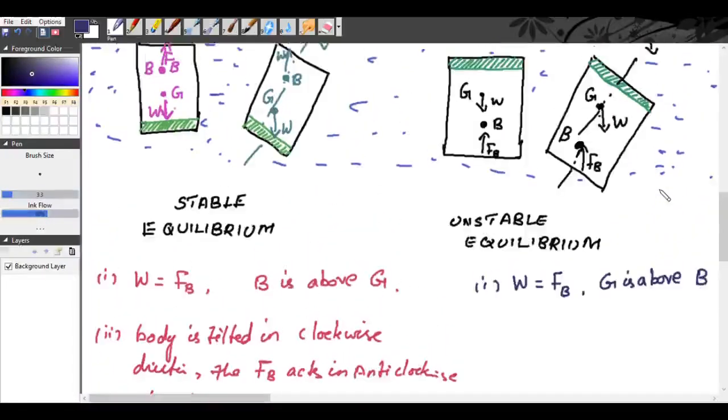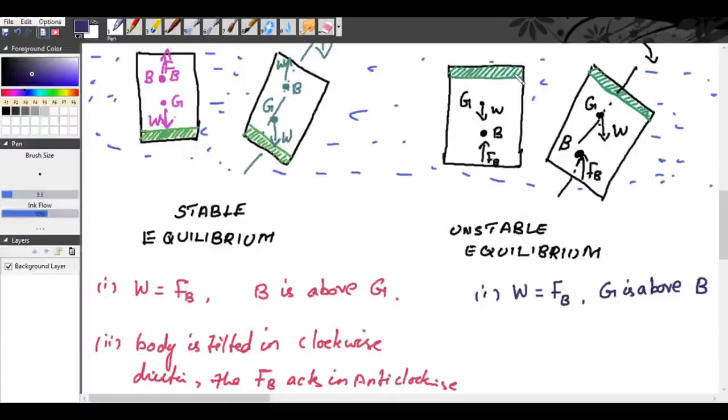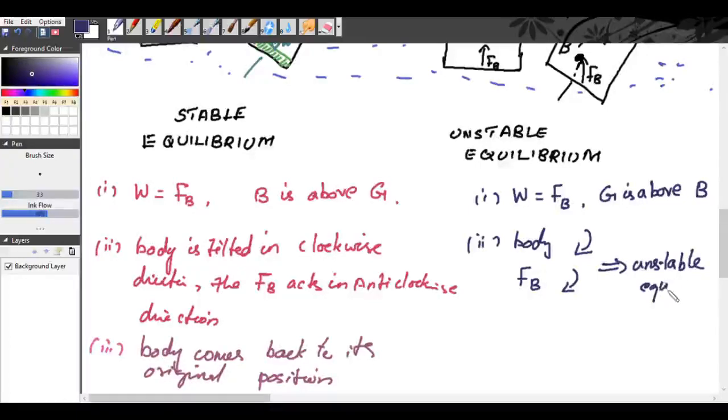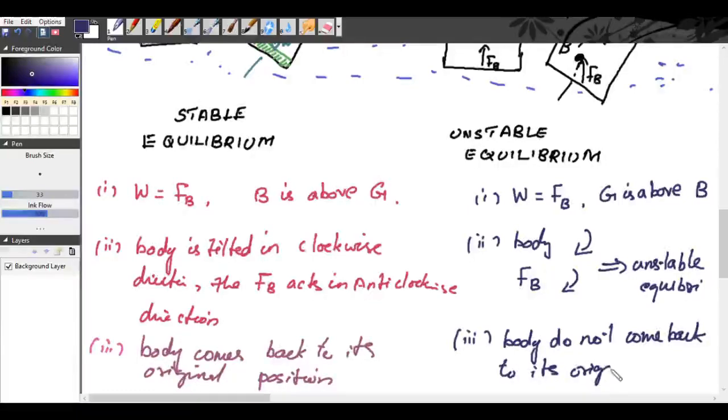Okay, the reason is the top portion is heavier. The top of the body is heavier. So G is above B. The second condition is when the body is tilted in clockwise direction, FB, the force of buoyancy, also acts in the clockwise direction. So which results in unstable equilibrium. So the third condition is the body does not come back to its original position.